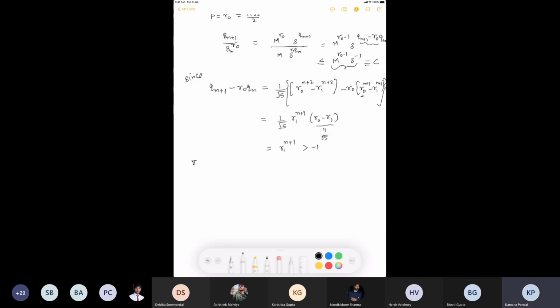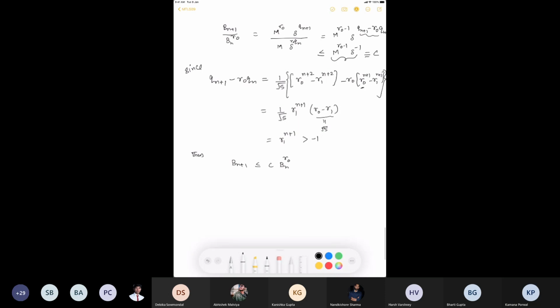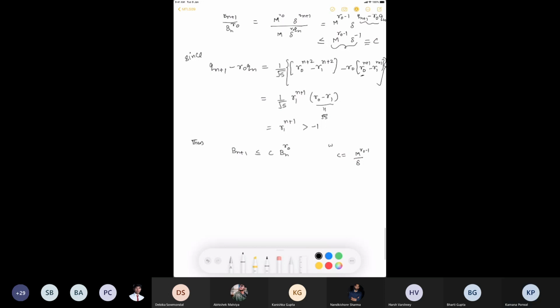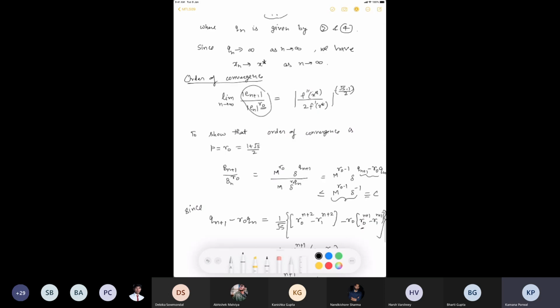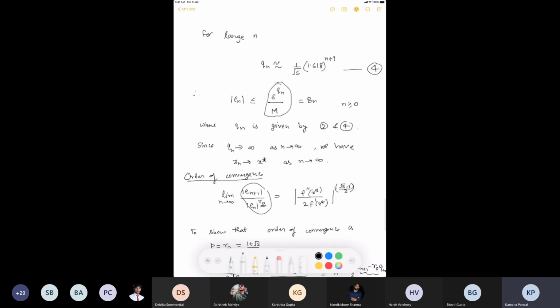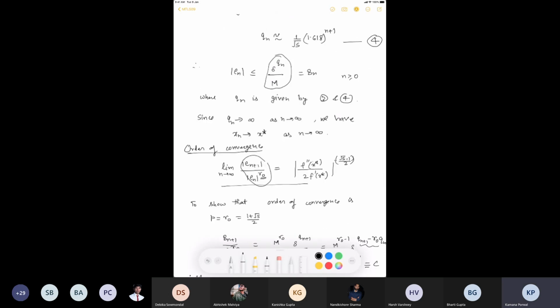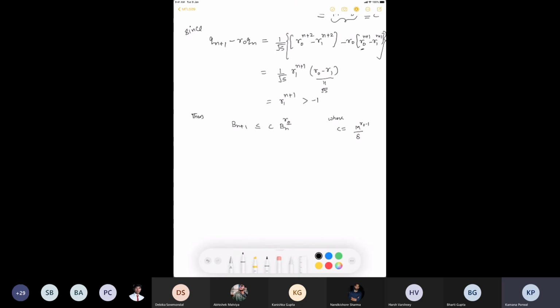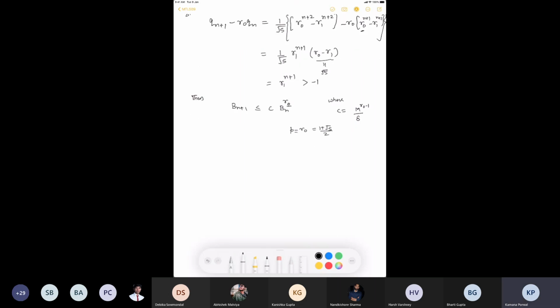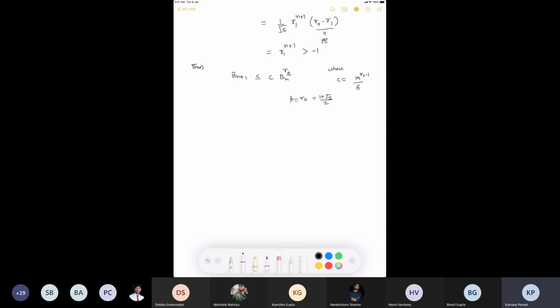All right, so what we have got from here is that b(n+1) is less than or equal to C times bn raised to power r0, where C is m raised to power r0 minus 1 divided by delta. Okay, so since this bn was an upper bound on the en's, we expect the same behavior for the en's also. It's not explicitly proved here, but from here you can get the idea of what order of convergence we are going to get for the original sequence xn. Okay, so here the p we get is r0, which is (1 plus root 5) by 2.